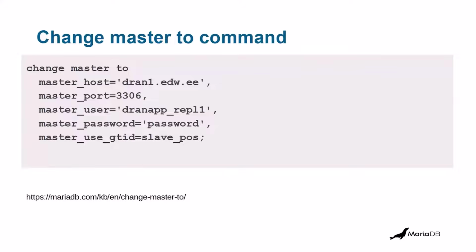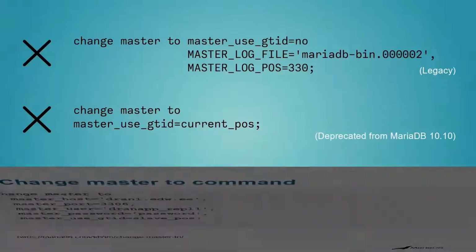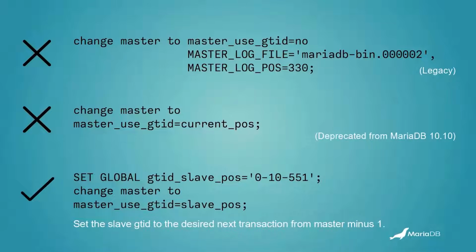The CHANGE MASTER statement sets the options that a replica uses to connect to and replicate from a primary. In the demonstration, we will see how this command is used. There are three syntaxes for the CHANGE MASTER statement that configure the method of replication that will be used: MASTER_USE_GTID equals no, MASTER_USE_GTID equals current_pos, MASTER_USE_GTID equals slave_pos. Any of these three syntaxes can be used, but the only ones recommended are slave_pos or current_pos.